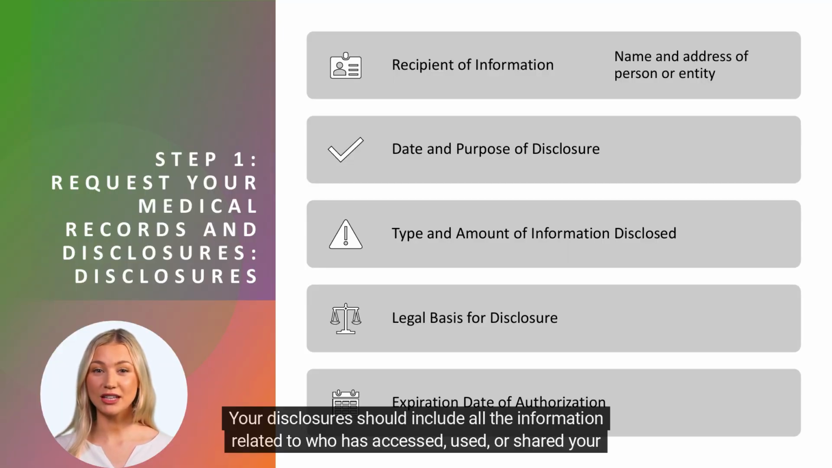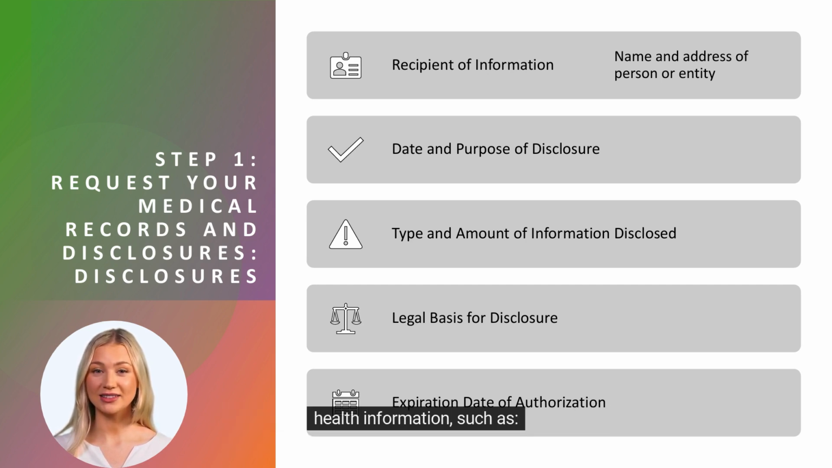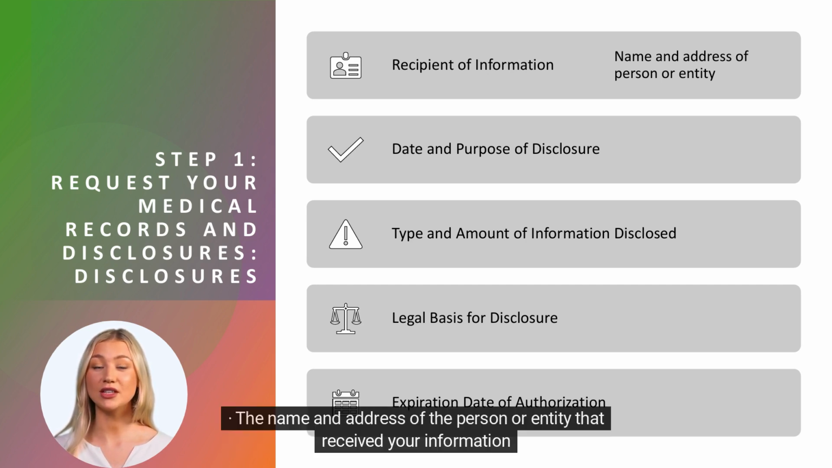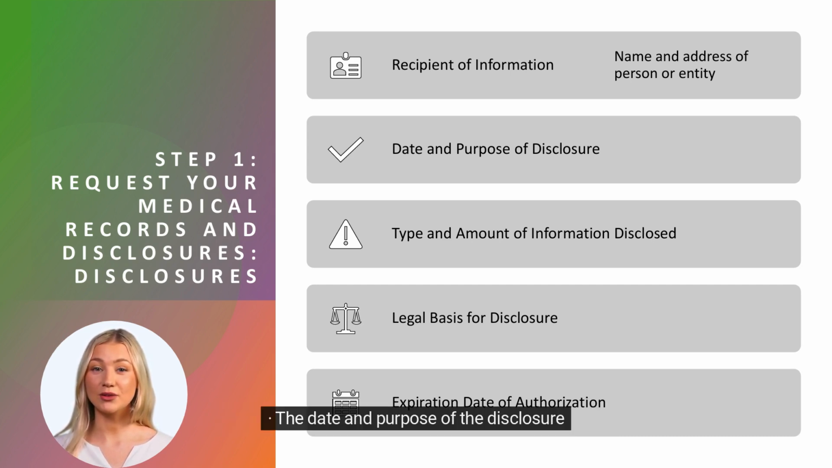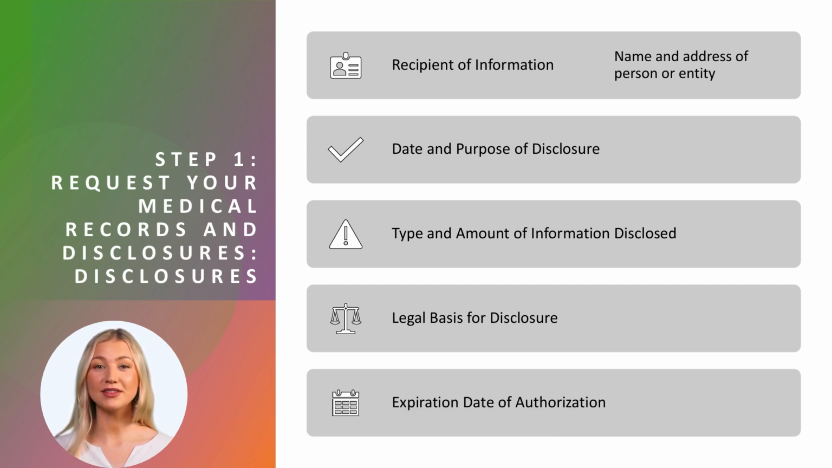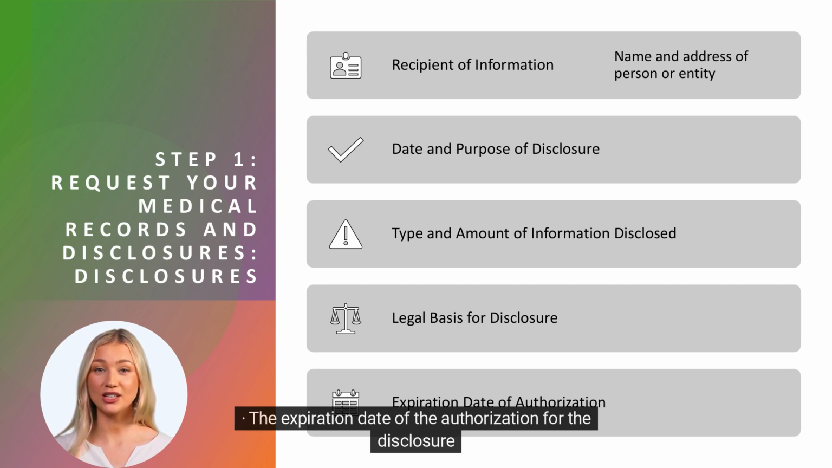Your disclosures should include all the information related to who has accessed, used, or shared your health information, such as the name and address of the person or entity that received your information, the date and purpose of the disclosure, the type and amount of information disclosed, the legal basis for the disclosure, the expiration date of the authorization for the disclosure.